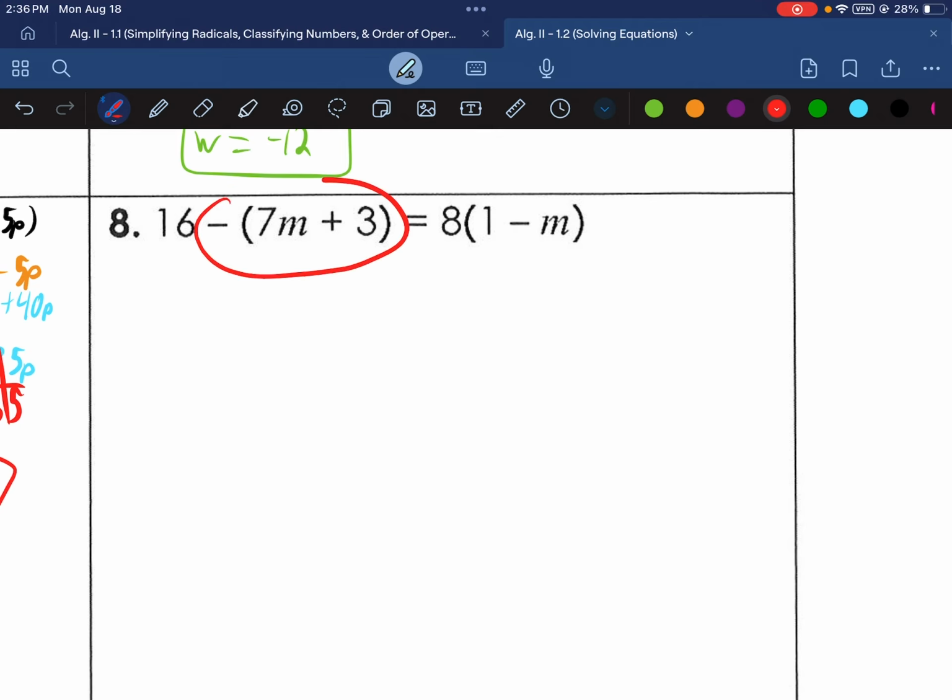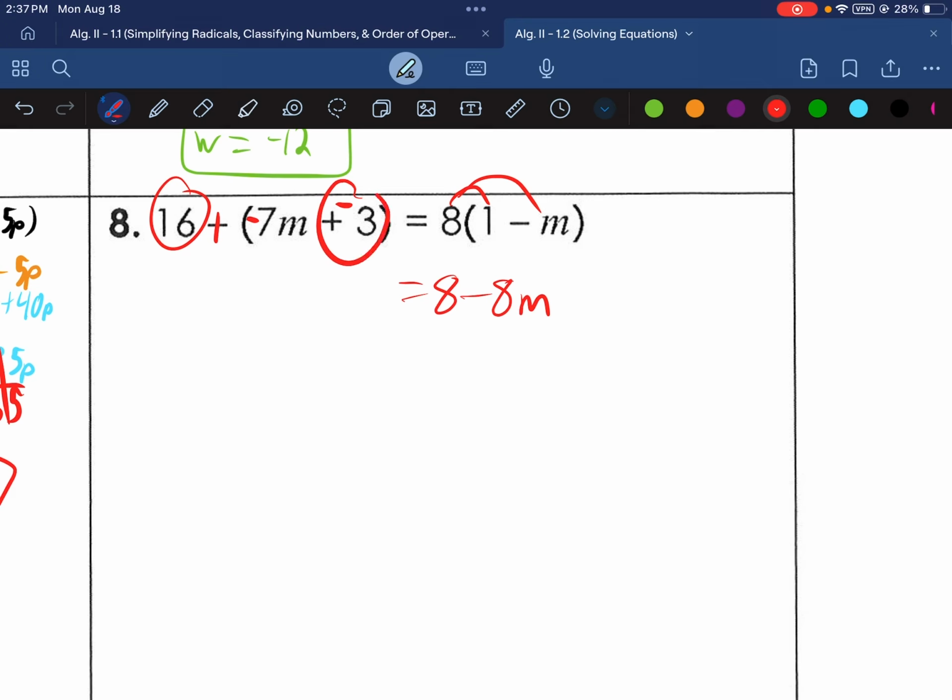8. So our first step here would be to distribute this negative. We could divide by something there, but it wouldn't really work the best because we're adding 16 with it first. So I'm going to distribute that negative by changing it to a plus sign and making every sign in the following parentheses the opposite: negative 7m and negative 3. On the right side, we can distribute this 8 and get 8 minus 8m.